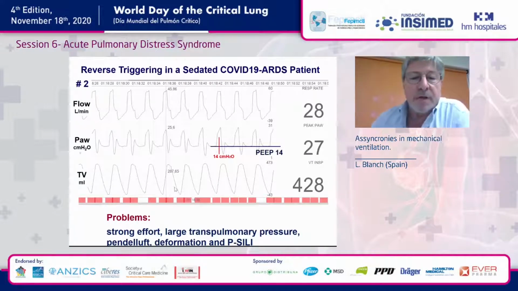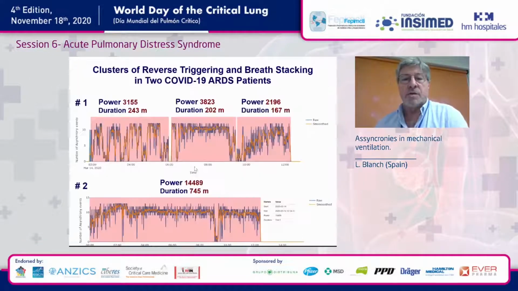So here is another example. Again, this is in volume control, a square flow, not decelerating flow. Again, the flow here is 45 and maybe two mechanisms account, but the fact is this is a reverse triggering again that elicits a huge swing, as you will see here, of negative pressure. This is PEEP 14, this goes to 2 centimeters water. In terms of transpulmonary pressure, this is huge. So this is probably a very injurious mechanism because this strong effort causes large transpulmonary pressure, pendelluft deformation, and maybe injury induced by the patient.